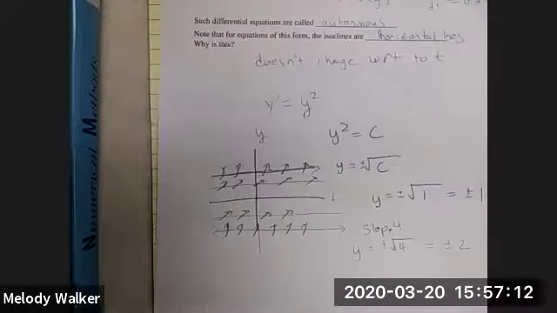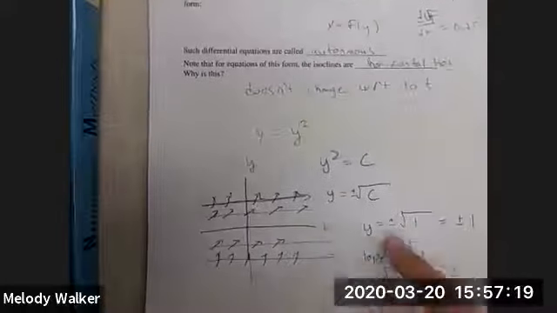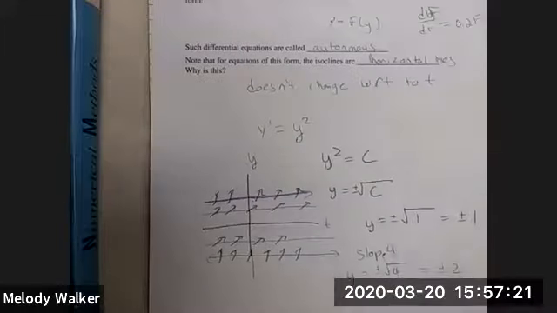Okay, so hopefully that gives you an idea of why autonomous ones are nice, that will have these nice horizontal lines, and we just need to find its derivative at that point. Okay?